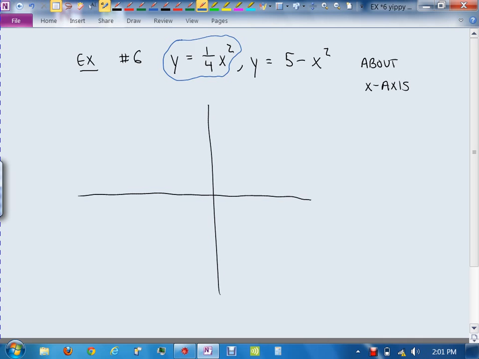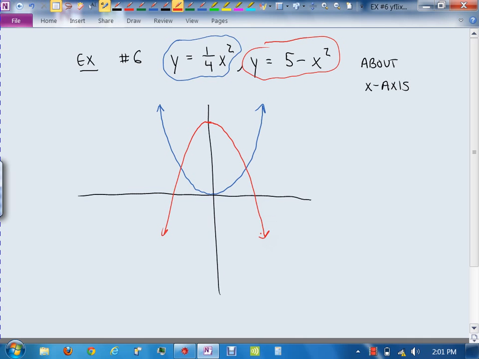That just looks like a parabola, opens up. This, 5 minus x squared. Was I using red? Yeah, red. That'll be my red one. That's a parabola opening down, moved up 5. So it's going to look like this. I think the region enclosed by both of those is pretty obvious, isn't it? It's this region in here.